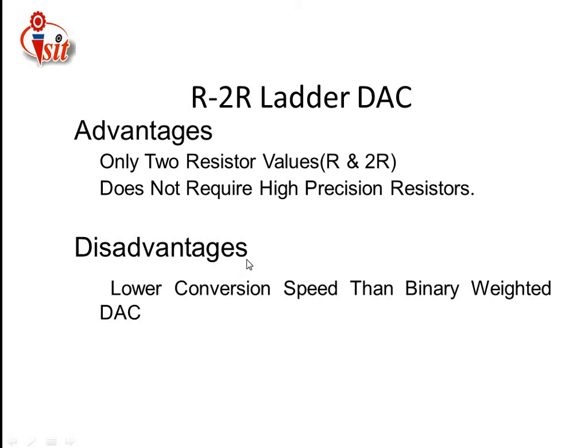And the disadvantage is that the R-2R ladder has a lower conversion speed than the binary weighted resistor. Here only two resistors are used for that role, so the conversion speed is very low in comparison with binary weighted resistors.